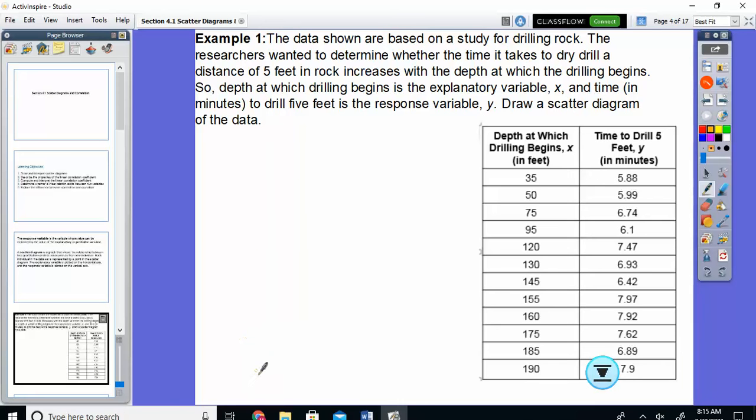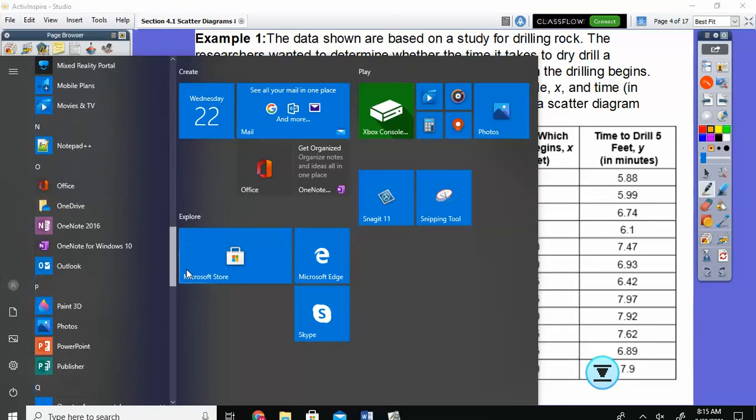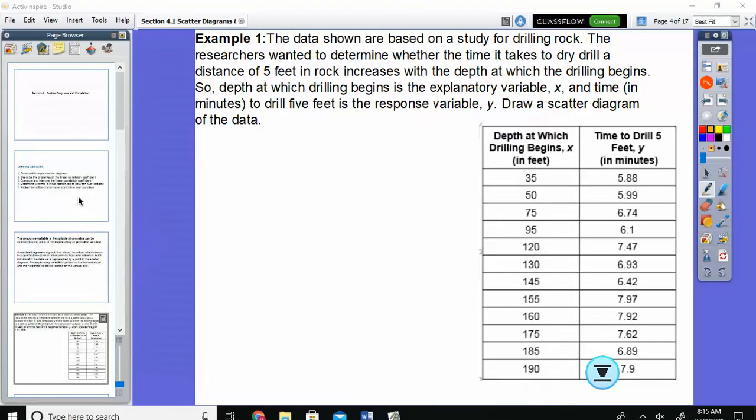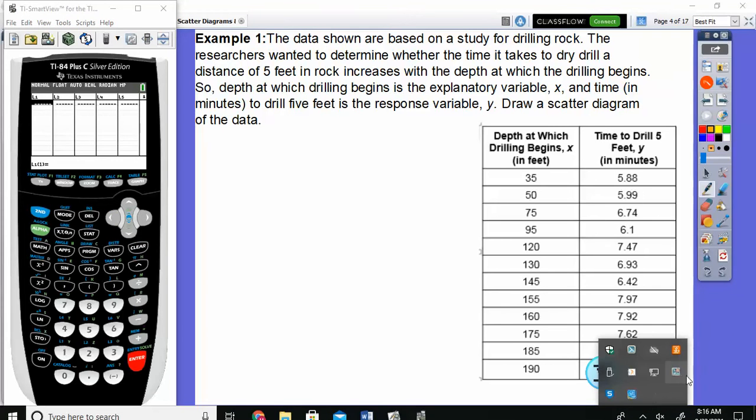So we're going to do this on our calculator. You need to go to your L1 and L2, and you enter your x in your L1 and your y in your L2. Stat, edit, clear out what's there. And enter your x and y.